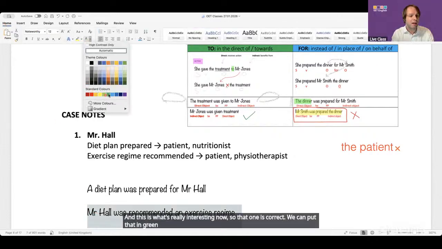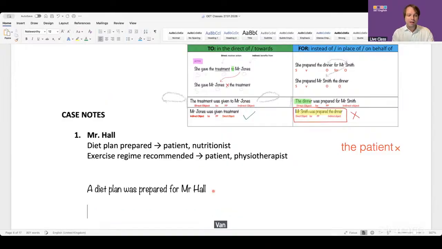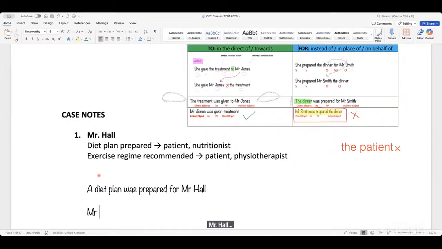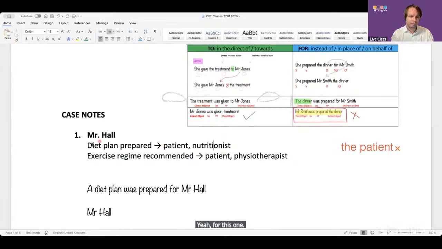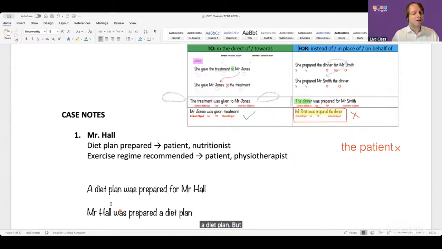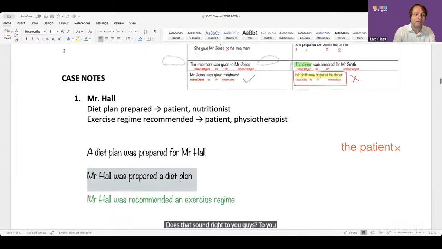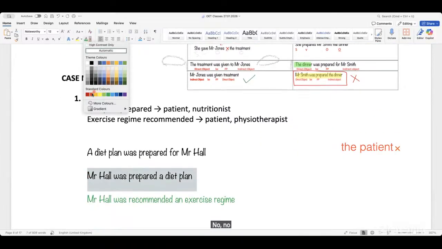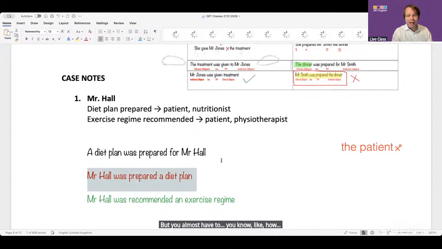But what's the indirect object on this one, Mr. Hall. The first one, you mean? Yeah, for this one. So the patient, Mr. Hall was prepared a diet plan, but does that not sound right to you guys? To you, Van, as well? No. Right.